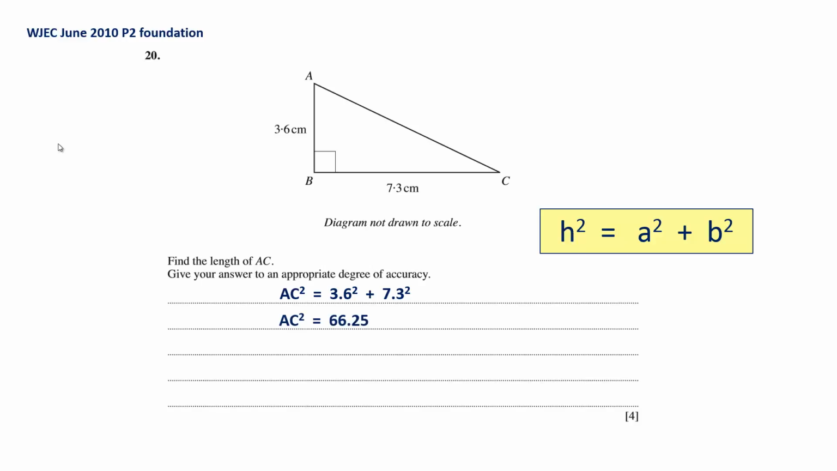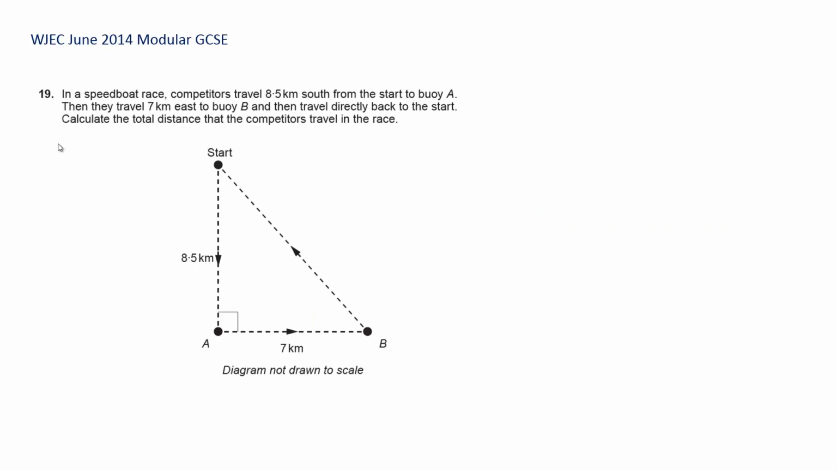AC squared works out as 66.25. Now we don't want the area of the square, we want the length AC. So we need to take square roots of both sides. Square root of AC squared is AC, and the square root of 66.25 comes out to be that. And we've been given the length to one decimal place, so that's what we'll work to. So AC is 8.1 centimetres to 1 dp. So that's a nice straightforward one.